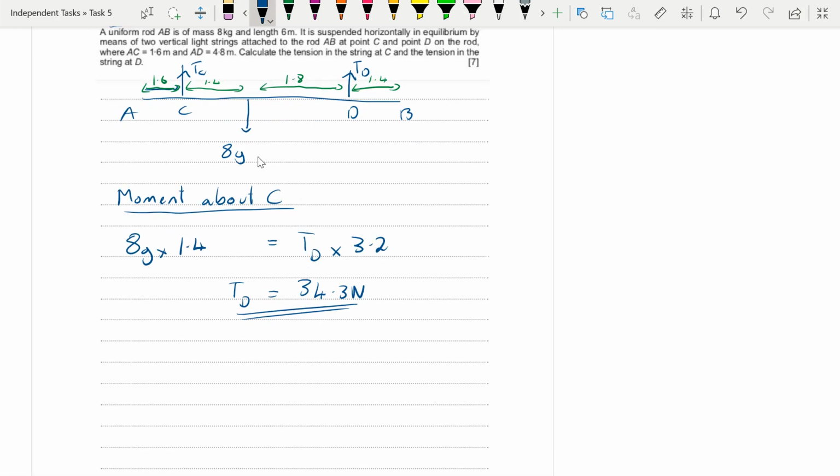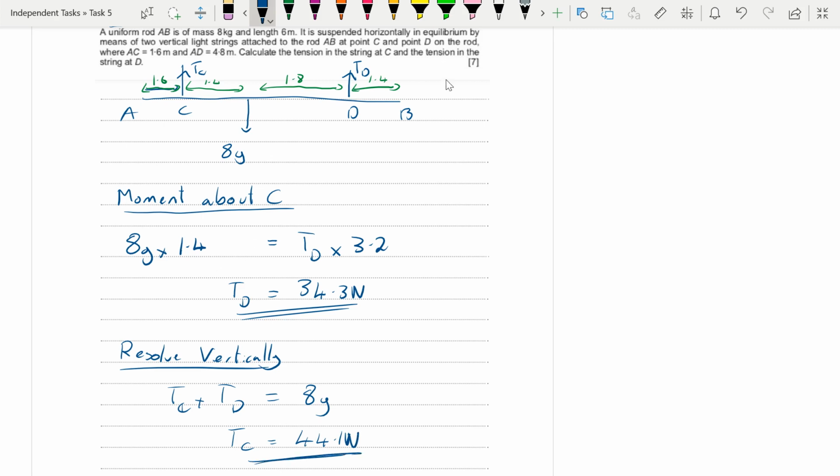I either take moments again, but about D, and do the same kind of thing again, or what was a lot easier is to resolve vertically. My forces going up should equal my forces going down. So I've got TC plus TD going up, and then I've got 8g going down. I can now solve that for TC because I know what TD is, and I get 44.1 newtons.